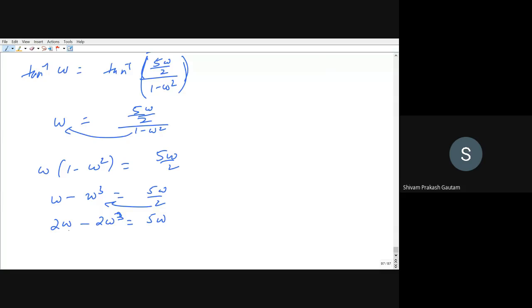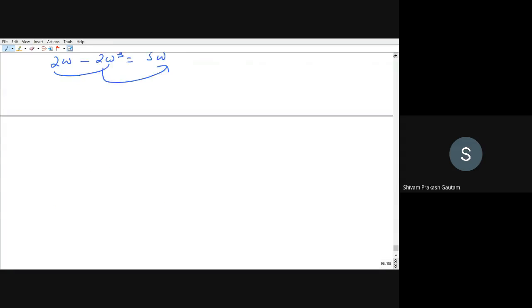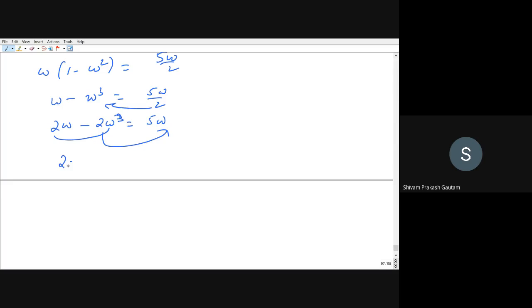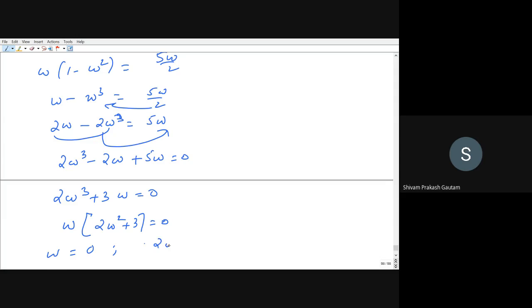So you can shift this to this side, so it will become 2 omega cube minus 2 omega plus 5 omega equal to 0. 2 omega cube plus 3 omega will be equal to 0. If you take omega common, this will be omega times 2 omega square plus 3 equal to 0. So omega will be equal to 0 and 2 omega square plus 3 will be equal to 0. So we can get omega square is equal to minus 3 by 2.